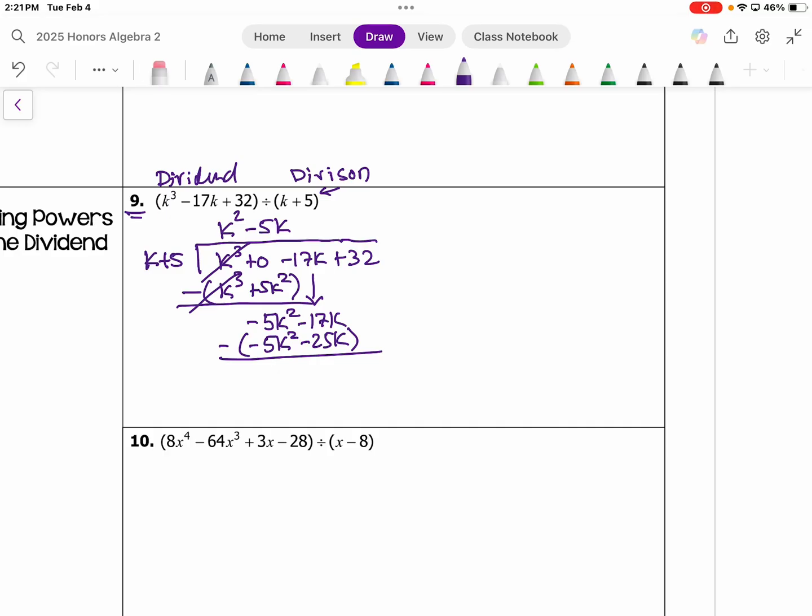That's why I always hate using k as a variable, because it makes me think about money that I don't have.